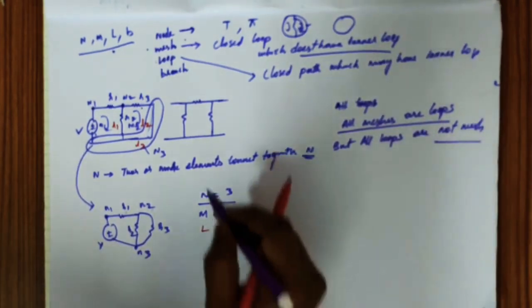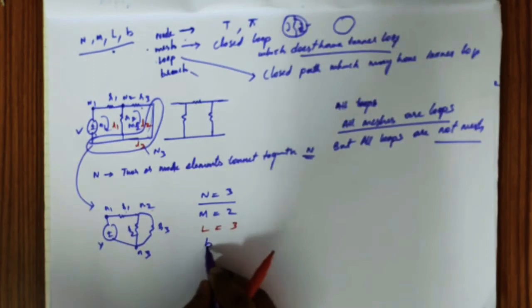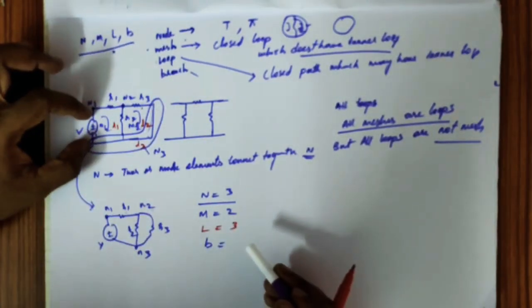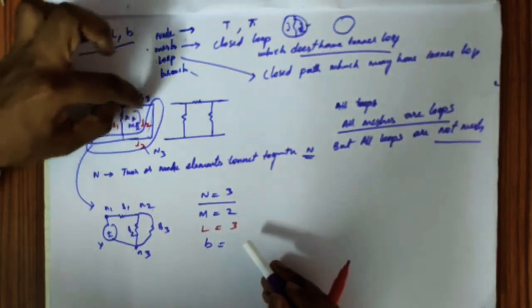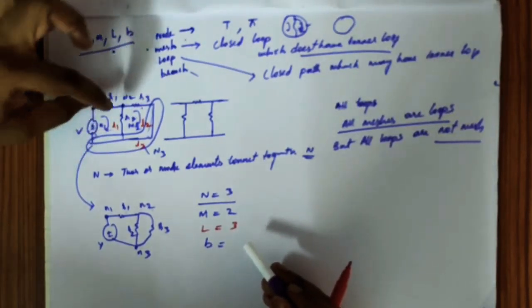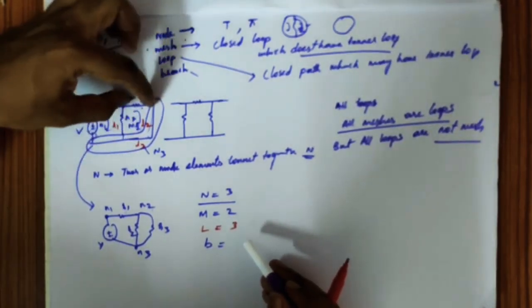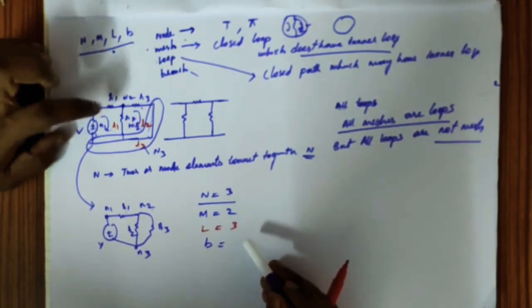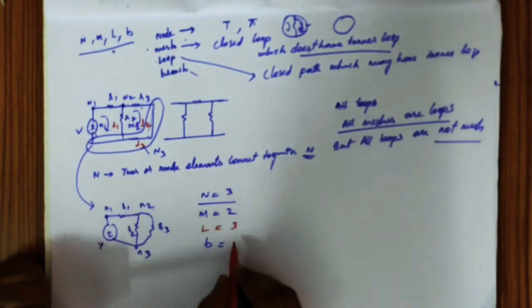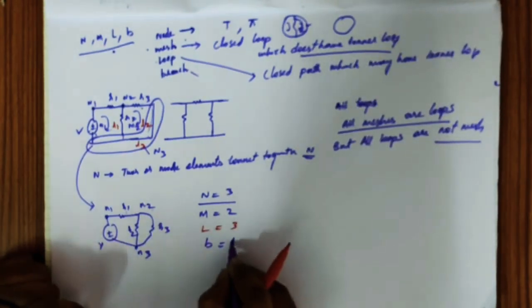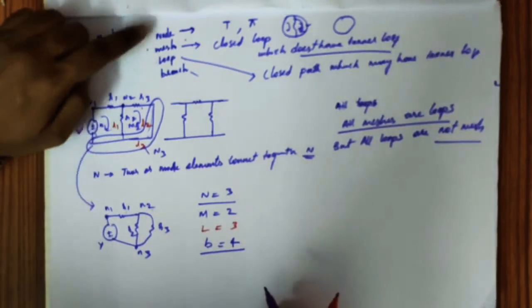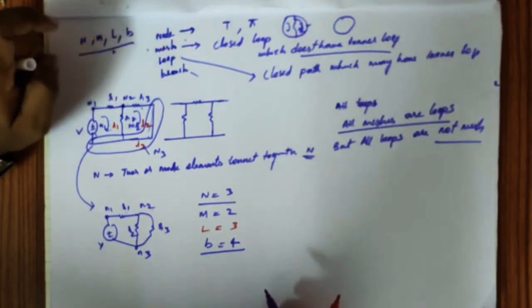Okay, now coming to what a branch means. Whatever elements there are, each element forms one branch. So this is one branch, this is one branch, this is one branch, this is one branch. So the total number of branches in this small T circuit is 1, 2, 3, 4. So the total number of branches in this circuit is 4. Okay, this is about what are called node, mesh, loop and branch.